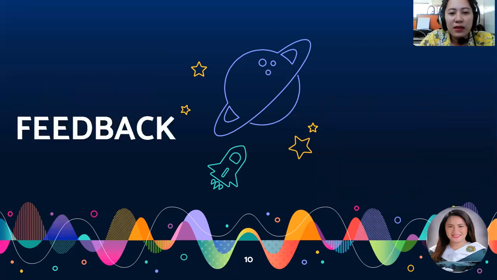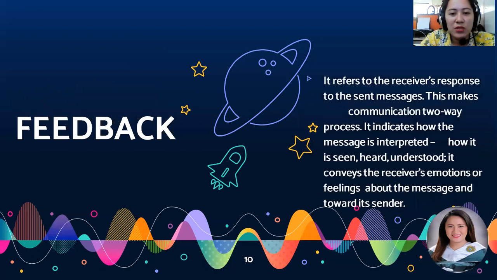So next, we have the feedback. Of course, this is the response of the receiver to the message being received. Once the message is encoded by the sender, the receiver would decode the message based on his own interpretation. So the schema of the receiver will affect the way he gives feedback. It depends on his own orientation, language orientation.